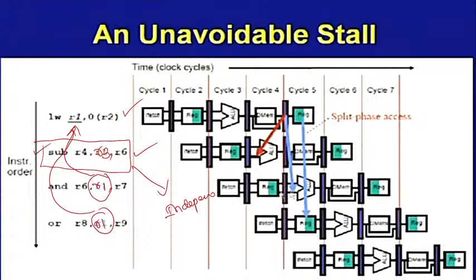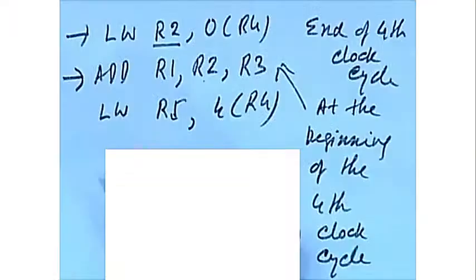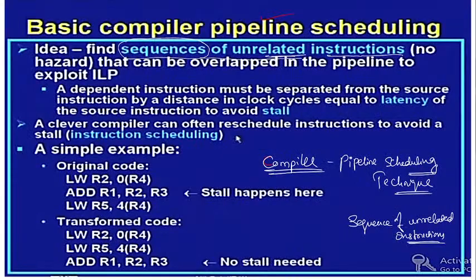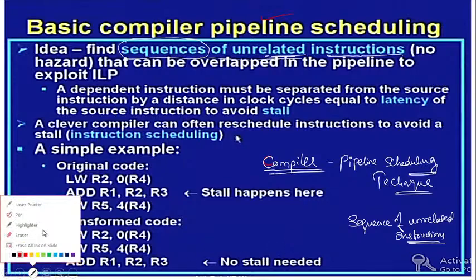meaning we can execute it any time. An independent instruction does not depend on any value. So likewise, the compiler finds some independent instructions.